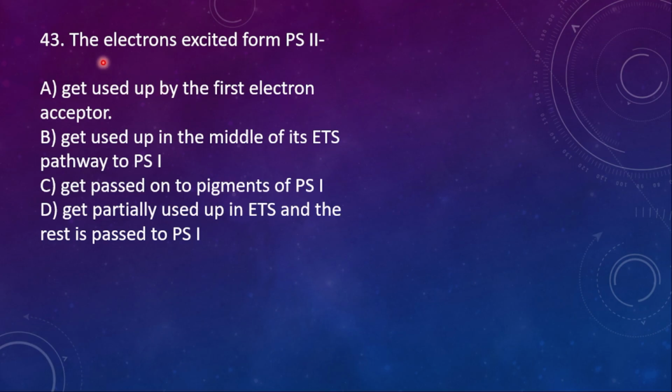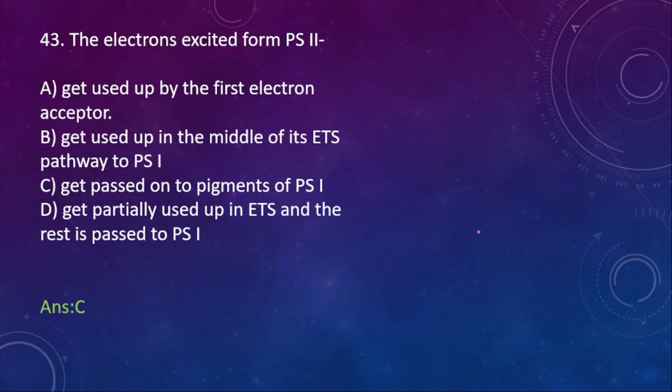43. Electrons excited from PS2: A, get used up by the first electron acceptor; B, get used up in the middle of its ETS pathway to PS1; C, get used onto pigments of PS1; D, get partially used up in ETS and the rest is passed to PS1. So here the right option is: get passed on to the pigments of PS1. The excited electron is going to be passed to the PS1.